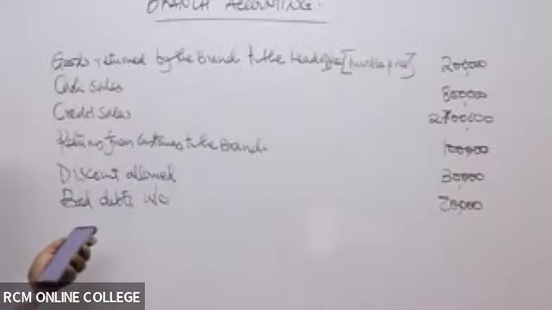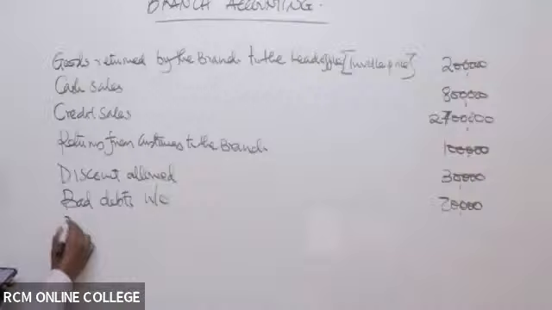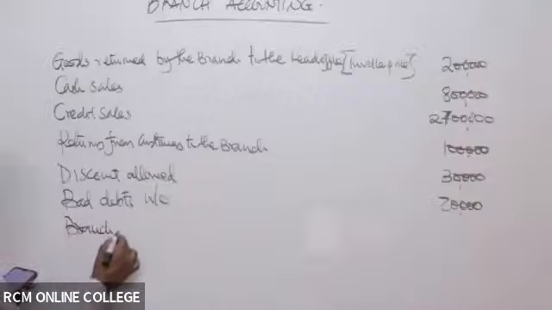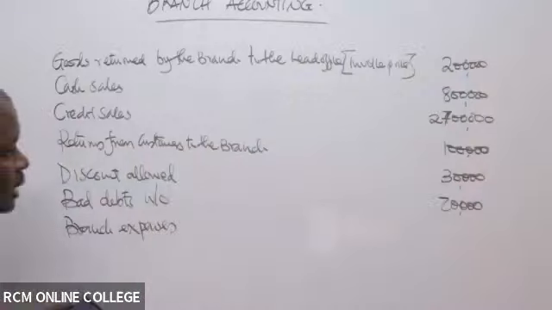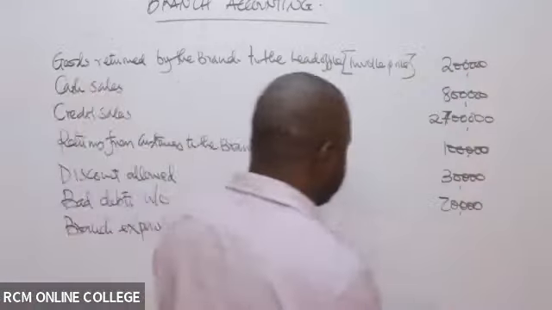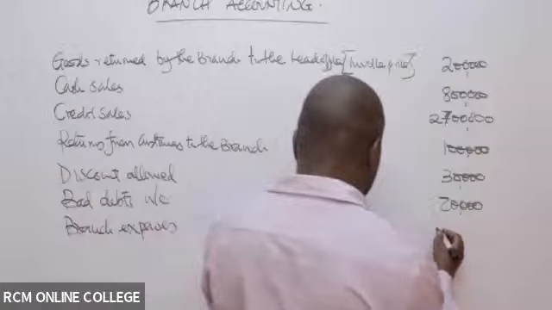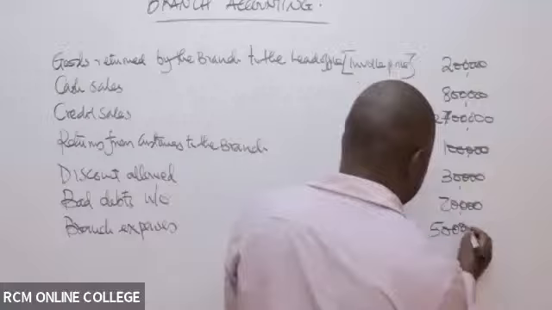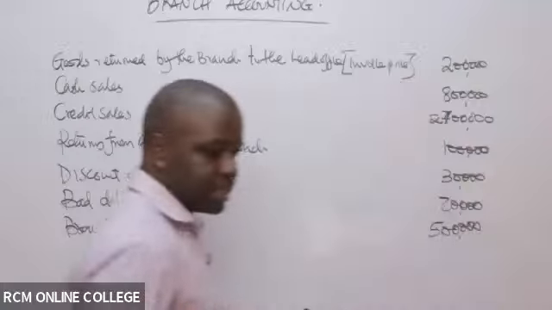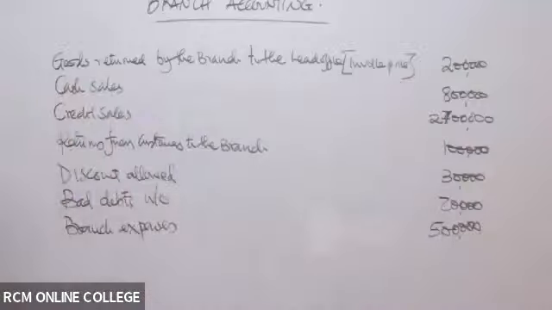Then branch expenses. In that branch in Nakuru, they incurred some expenses. So that means if you are to come up with a P&L for the branch, you have to consider it as an expense for the branch. It will reduce the profit for the branch. So the branch expenses were 500,000.